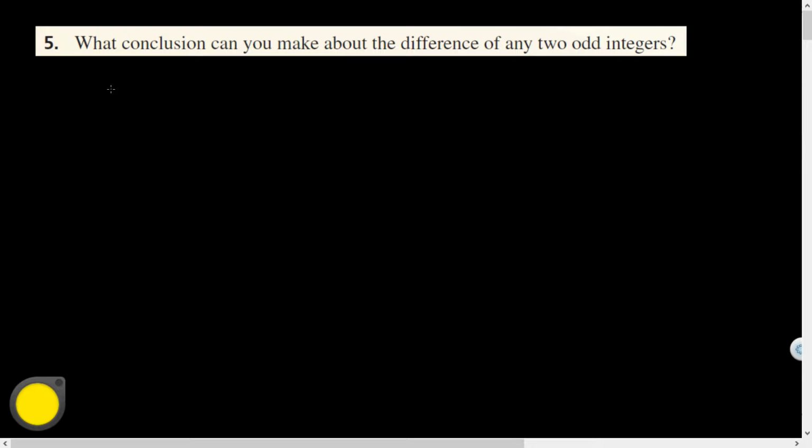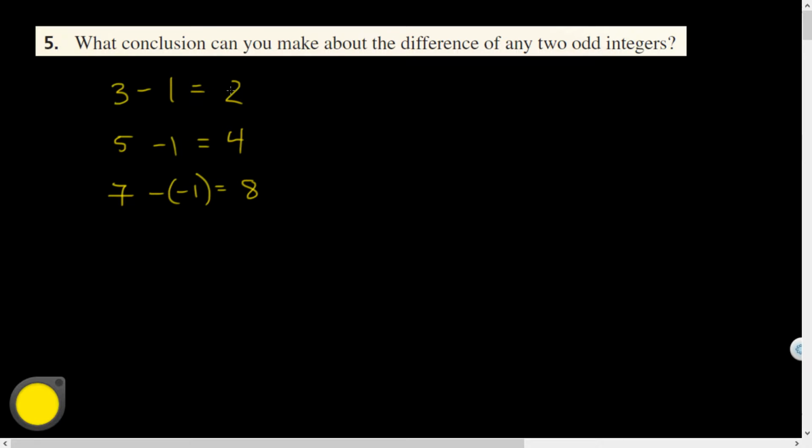So let's see. If I have, let's just do 3 minus 1. Those happen to be consecutive odd integers. I get 2. Let's just keep trying some examples. Let's try 5 minus 1. I get 4. Let's try some different ones. 7 minus, what if I try a negative odd integer? Negative 1. That's the same as 7 plus 1, which is 8.